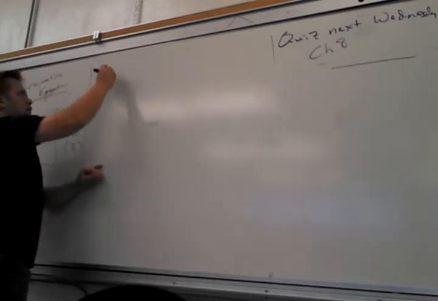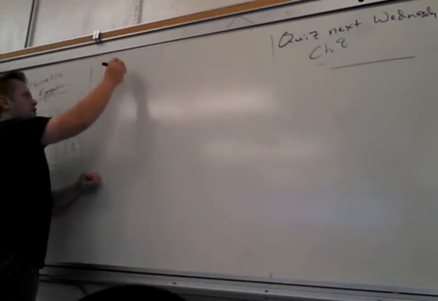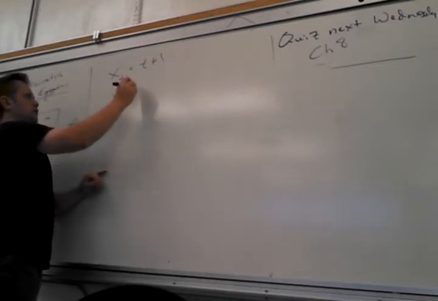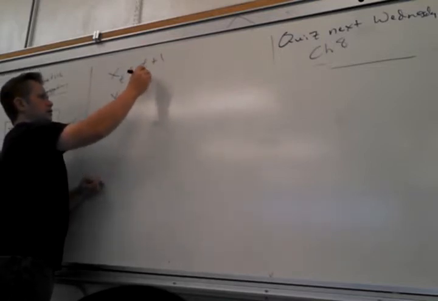Okay, so for example, what would this look like? It would be x of t equals t plus 1, y of t equals t squared, sure.